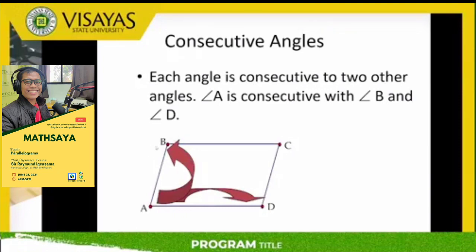So let's say, for example, angle B is also consecutive with two other angles, which are angle A and angle C. Angle C is consecutive to two other angles, which are angle B and angle D, and so on. All right?